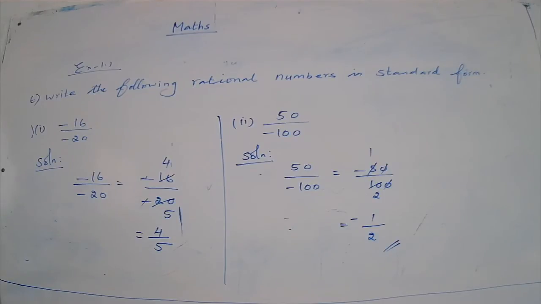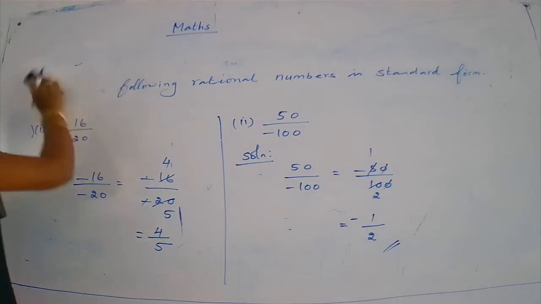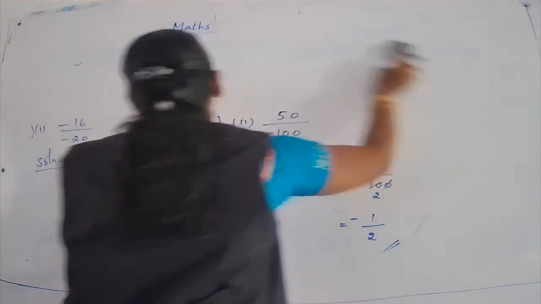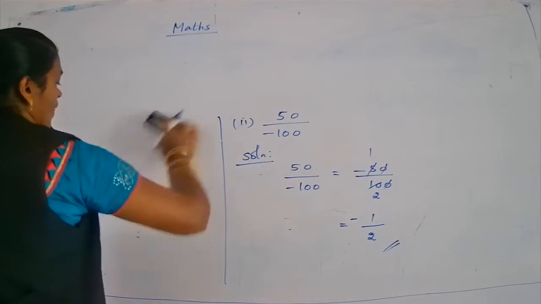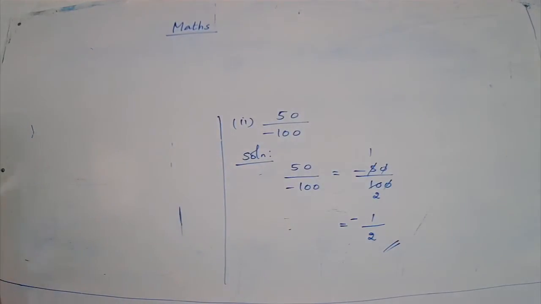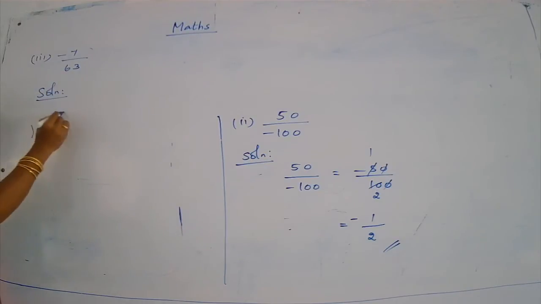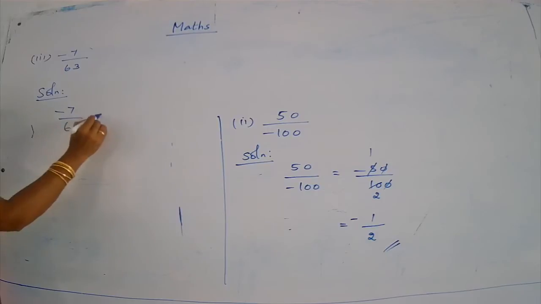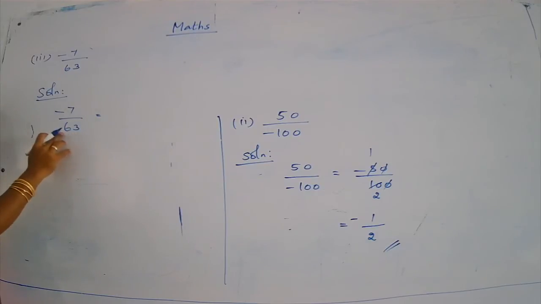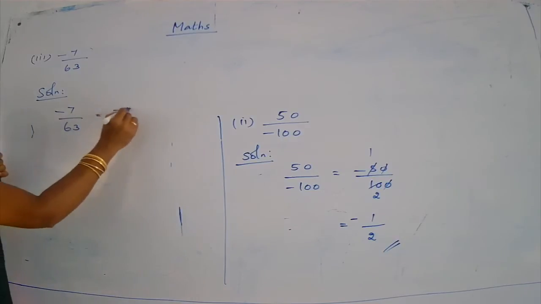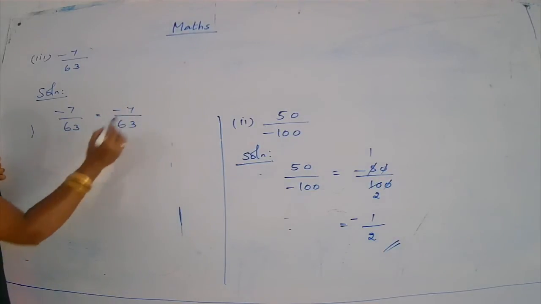Okay children, now come to the next question. Third one: minus 7 upon 63. Here the denominator is already a positive integer, so no need to convert. So, minus 7 upon 63.